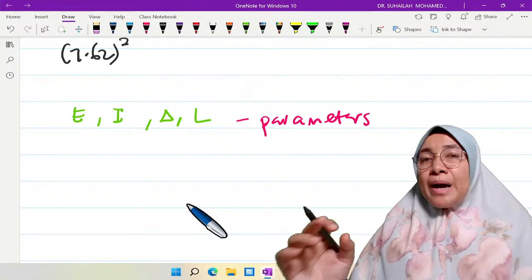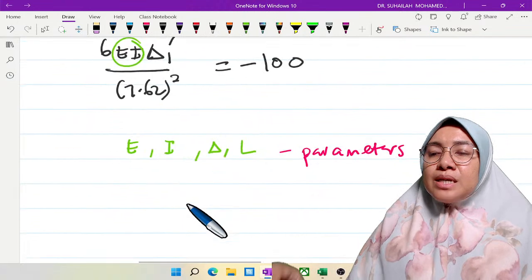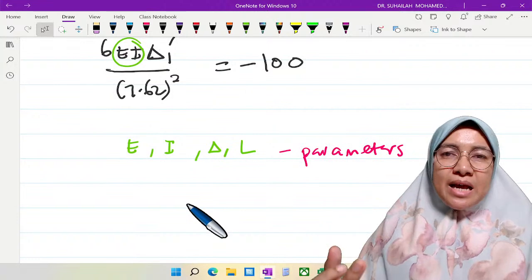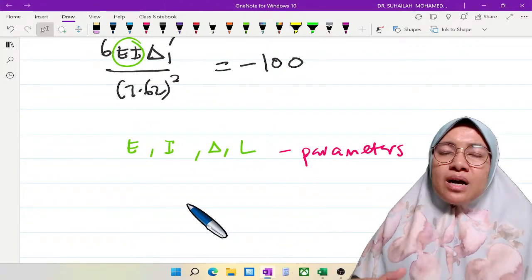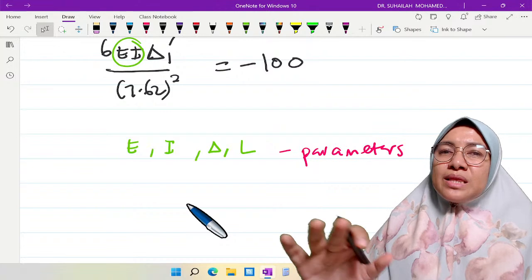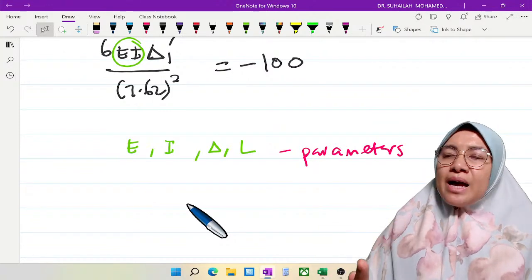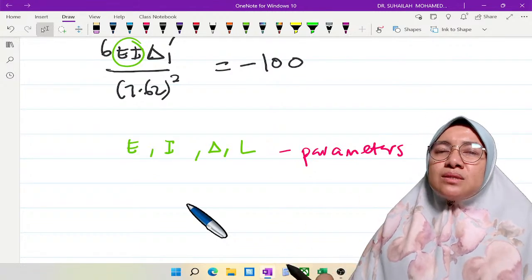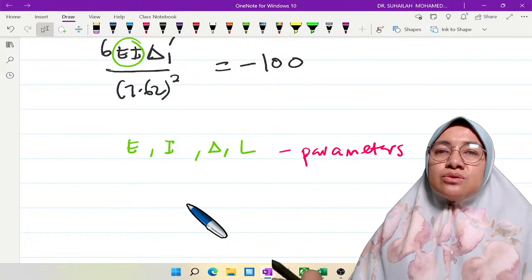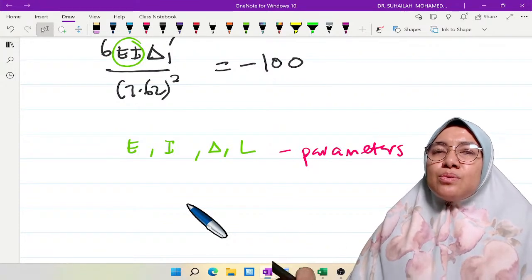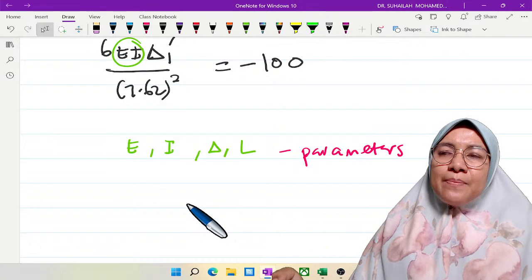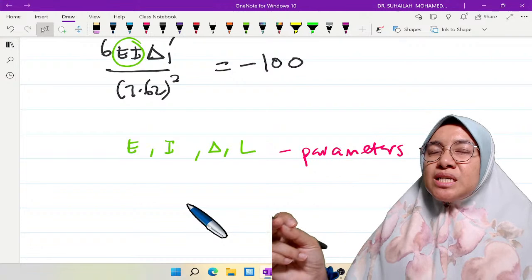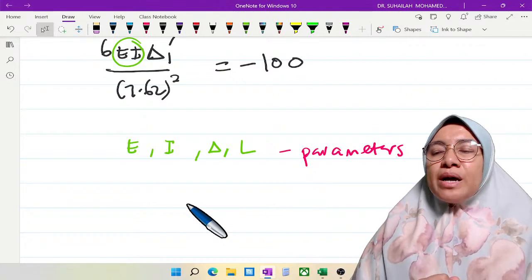But in this case every member has a different EI, different delta, and different L. So all these different L, different delta and different EI will produce different FEM because the ratio is not 1-to-1. That is why we have to calculate FEM for member BC and member CD, which is related to negative 100.